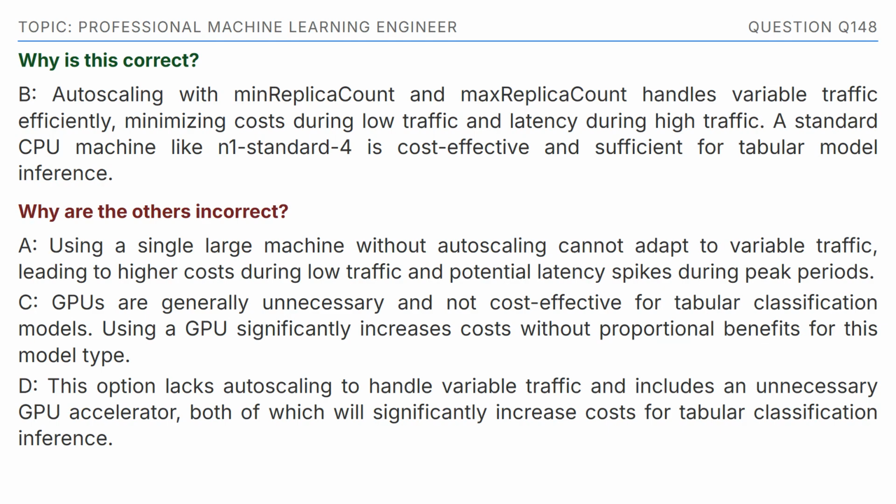Why are the others incorrect? A. Using a single large machine without autoscaling cannot adapt to variable traffic, leading to higher costs during low traffic and potential latency spikes during peak periods. C. GPUs are generally unnecessary and not cost-effective for tabular classification models. Using a GPU significantly increases costs without proportional benefits for this model type. D. This option lacks autoscaling to handle variable traffic and includes an unnecessary GPU accelerator, both of which will significantly increase costs for tabular classification inference.